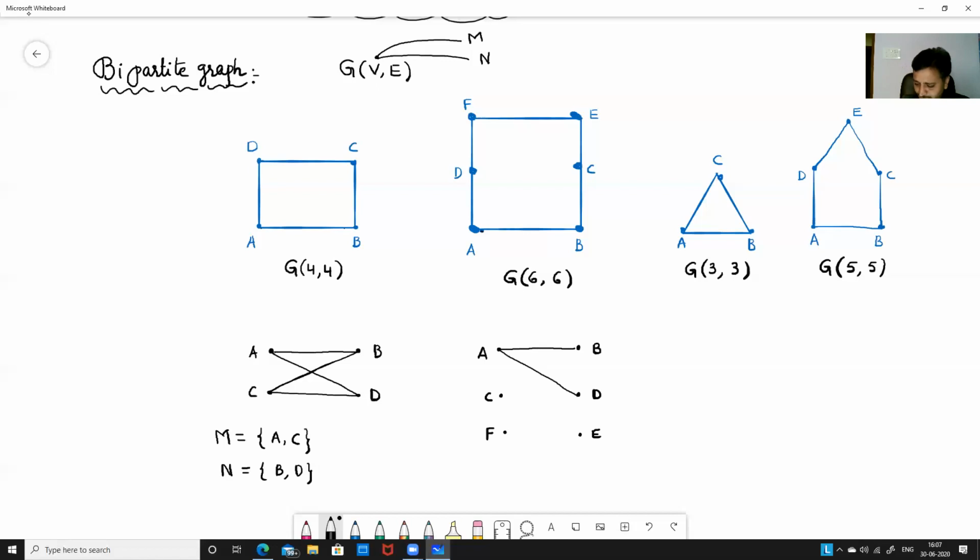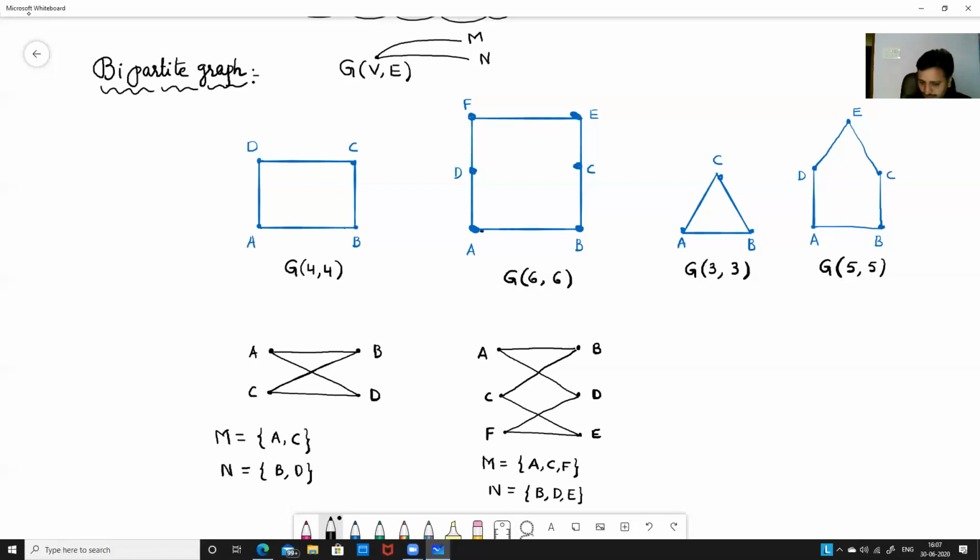Next, C to E. I can draw an edge from C to E. And C to B, draw an edge from C to B. Next, F to E, draw an edge from F to E. Draw an edge from F to D. That's all. So the given graph will be converted like this. Here M is the set of all vertices A, C, F. And what about N? N is equal to B, comma, D, comma, E, like this.